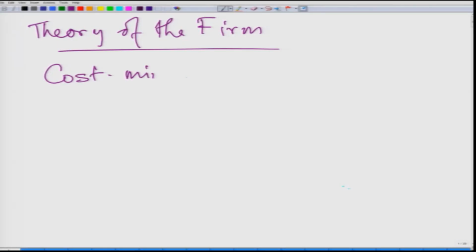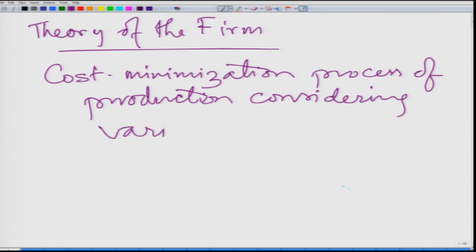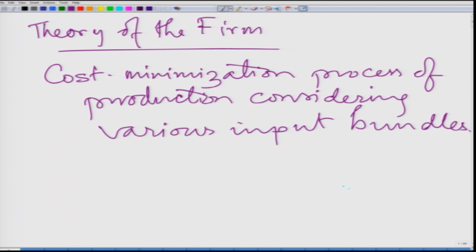So, the optimization is primarily cost minimizing. The optimization in the theory of the firm is basically a cost minimization process of production, considering various input bundles. These input bundles will determine how my production will take place, or given the different input bundles, what the optimum production can be.